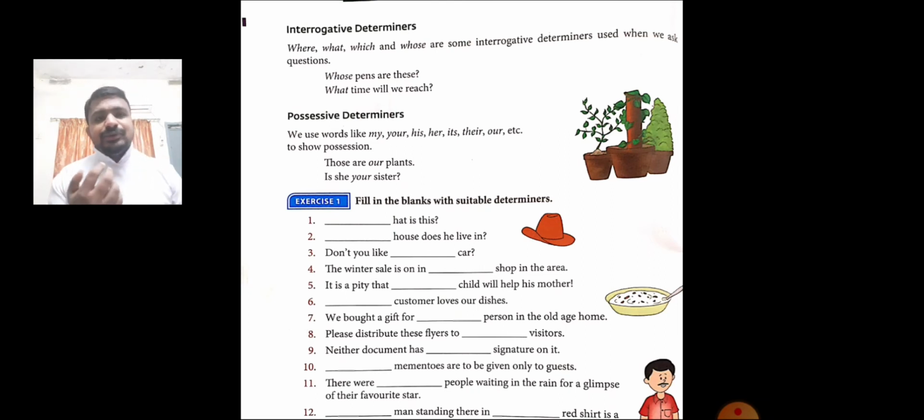The last one, the sixth one, is possessive determiners. We use words like my, your, his, her, its, their, our, etc. to show possession. Those are our plants. Is she your sister? So those are called the possessive determiners.